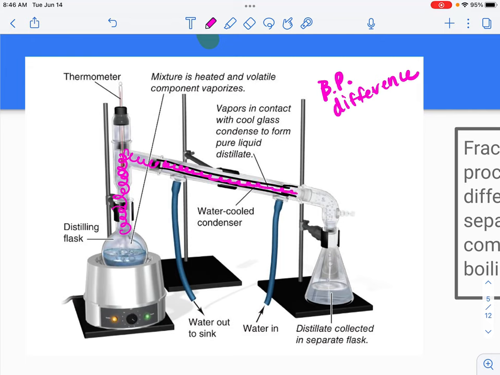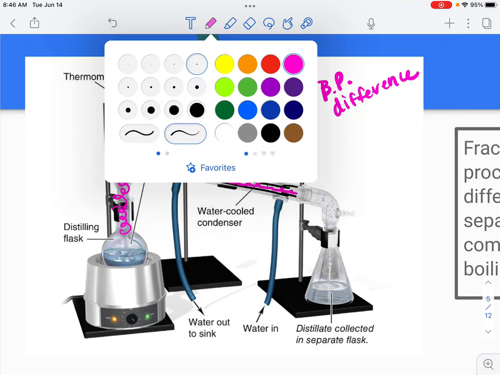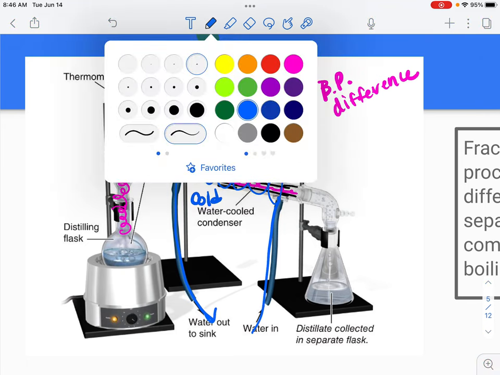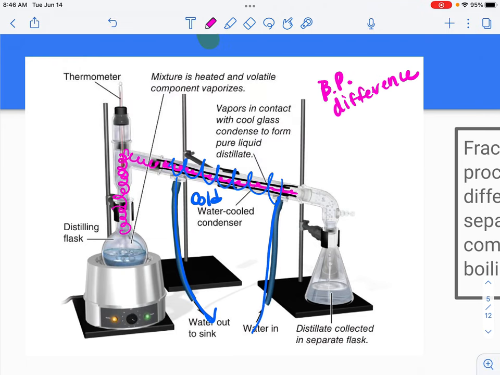And in the outer tube, we have cooled it with water. So what happens is that the water comes in and surrounds this inside that outer glass tube and comes back out into the sink. And so we're going to use cold water for that. And as that happens, that vapor that's in the inner tube condenses and drips out as a liquid. Okay, so we call what we're collecting the distillate, and we collect it in a separate flask.